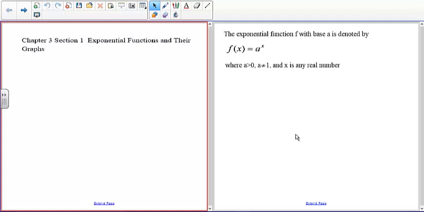So what does that mean? Well, if you have a negative number, then raising a negative number to an even power gives you a positive number, and raising a negative number to an odd power gives you a negative number. And what does it mean when it's something in between? And if you let a equal 1, 1 raised to any power is just 1, so it's really not a function.